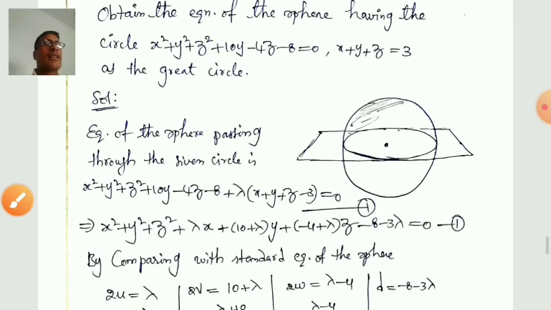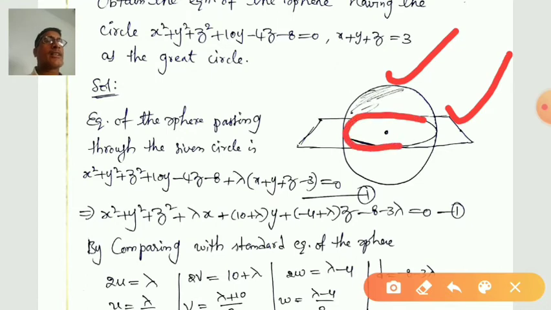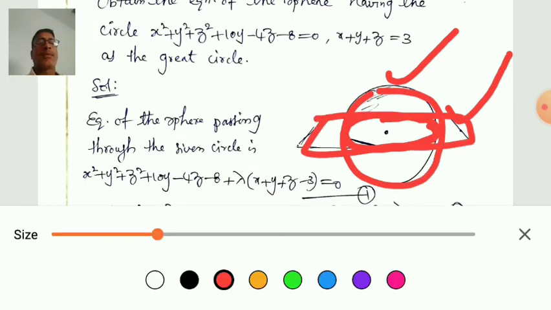So great circle means, for example, here is a sphere and here is a plane. The circle is a great circle of this sphere. How can you say that? The great circle means the circle of intersection of the sphere with a plane passing through the center. So once again I am repeating.